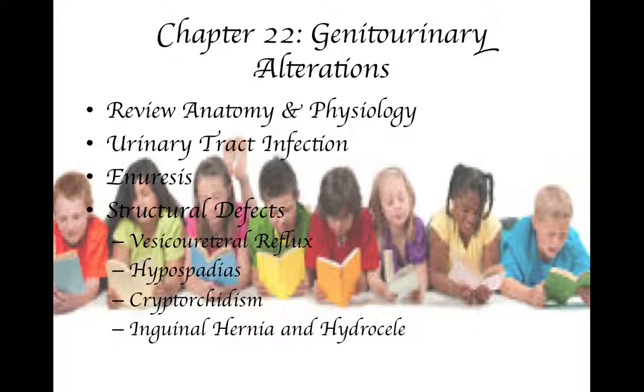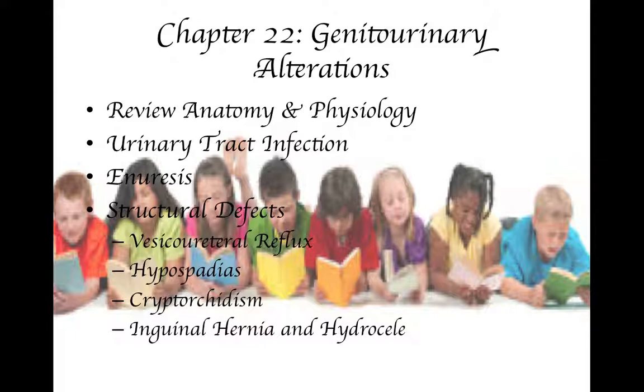Diagnosis is made by radiographic evidence of backflow of urine on a cystogram or a voiding cystourethrogram or a VCUG. Reflux is graded to determine its severity on a scale of 1 to 5.